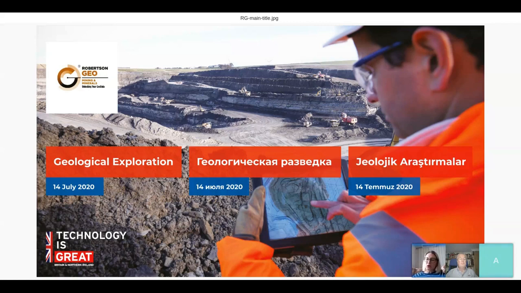A UK company who will be presenting to us today is Robertson Geologging. It has extensive experience in the industry, over 40 years, and it designs, manufactures, and supplies geophysical logging equipment and software for such industries as oil and gas, mining and minerals, renewable energy, water, and environmental sectors.